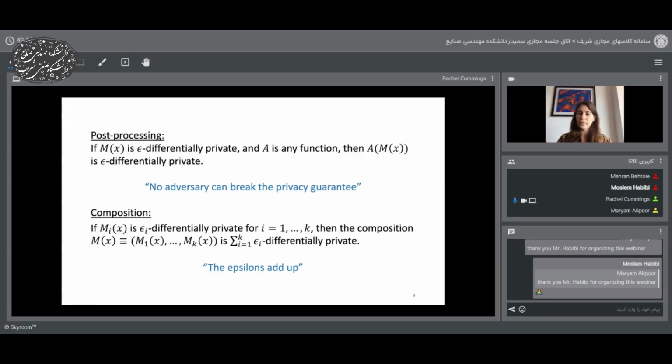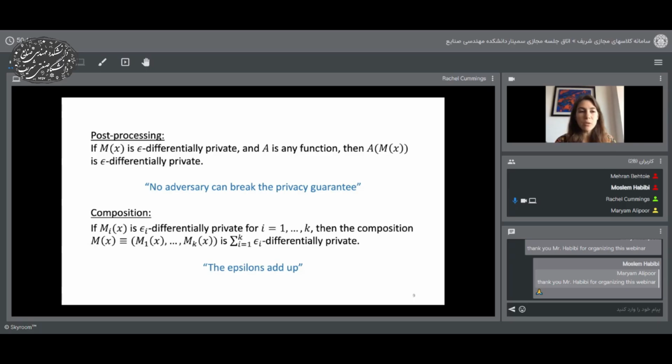We actually have stronger composition guarantees. In particular, this one is going to be roughly k times epsilon. We can get that down to square root of k, although there are some constants and some log terms that get annoying. But the main point is that we can do multiple private analyses in a row, and the result is still going to be private.